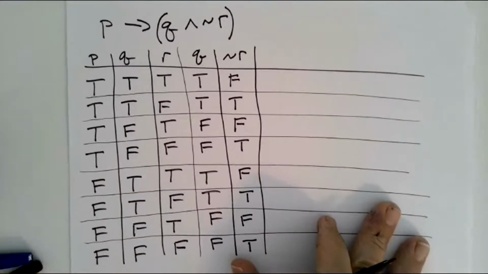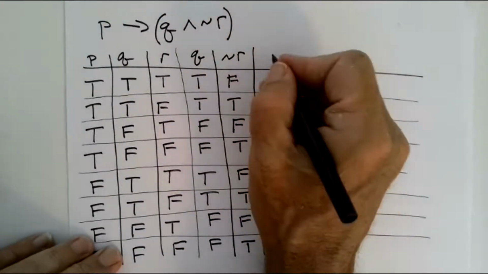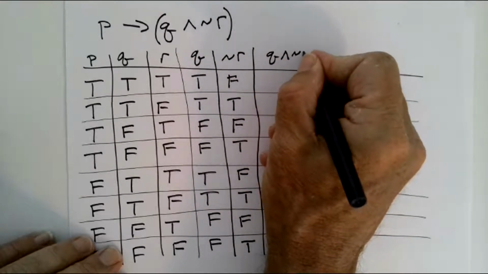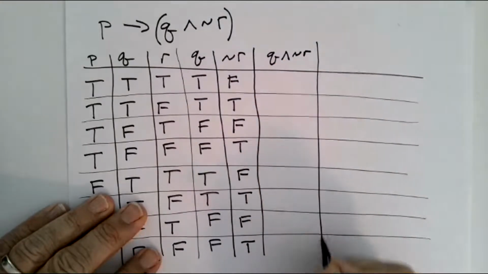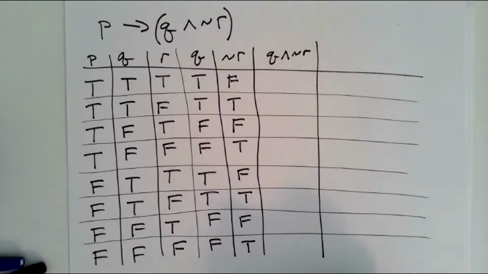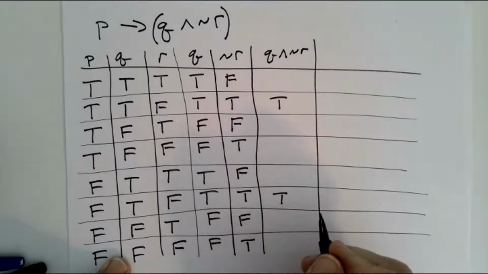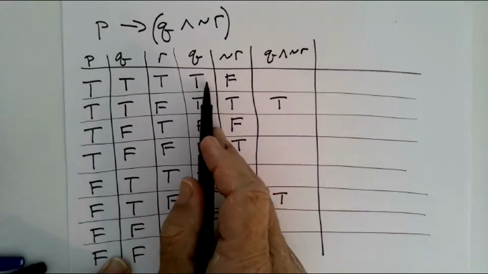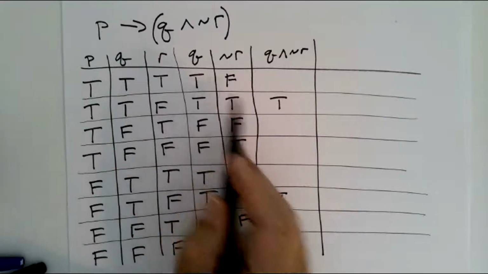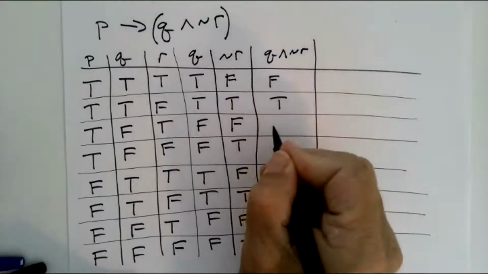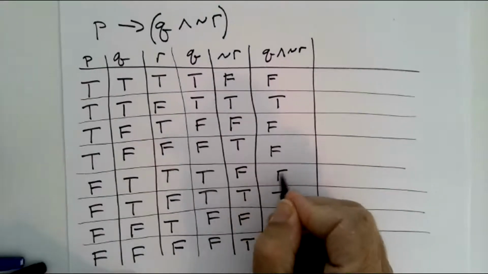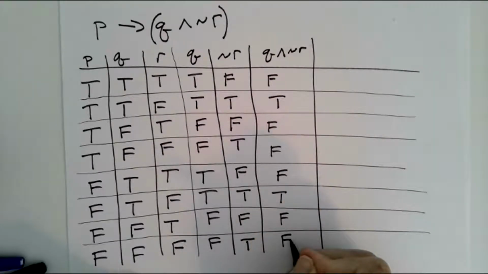Now I need Q and not R. Q and not R is true if they're both true, so I look for TTs. TT becomes T. TT becomes T. Any other TTs? Doesn't look like it. So all the rest of them are false. They have at least one false. So that's Q and not R, and I want to take a look at P implies Q and not R.